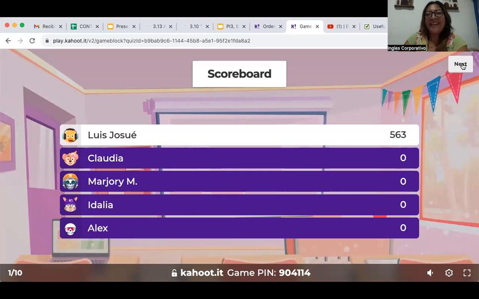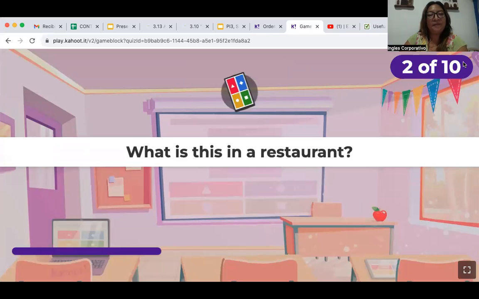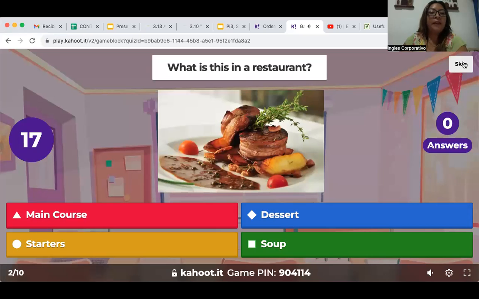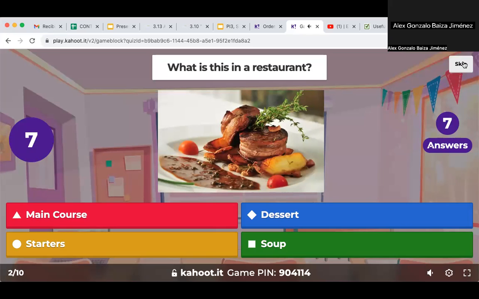Okay, next. Ready. What is this in a restaurant? A main course, dessert, starters, soup. Hurry up, hurry up. Oh, you see pastelitos. 5 seconds. 3, 2, 1.